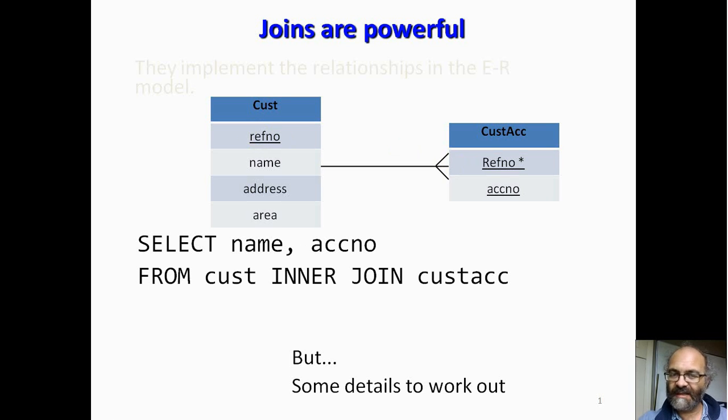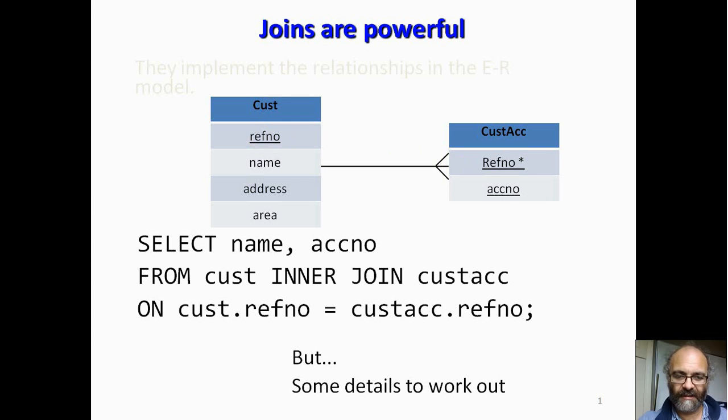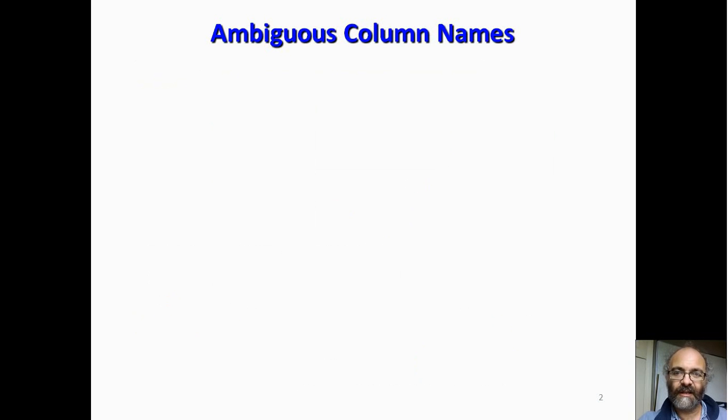So here is the syntax of the join, selecting certain data from the two tables and saying how they are joined to show the relation between the two. But there are a lot of details to look into. The most important is the problem of column names.